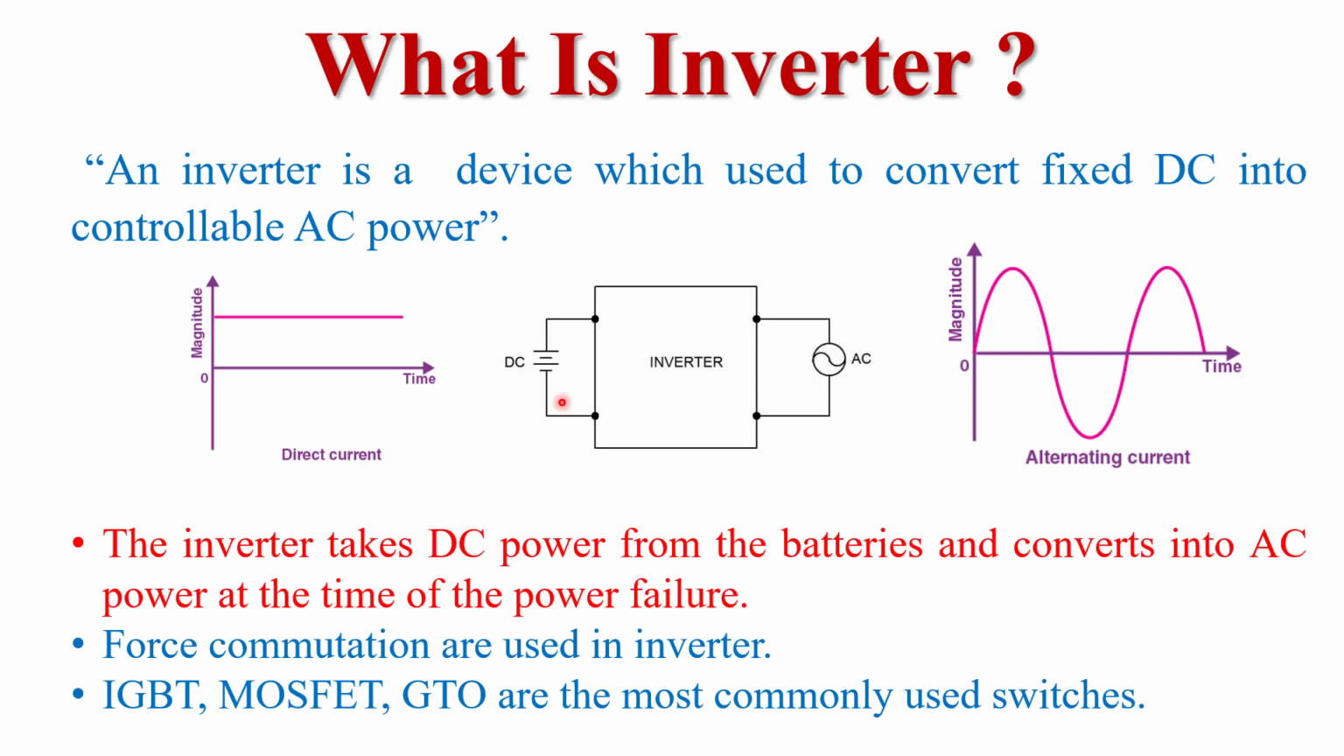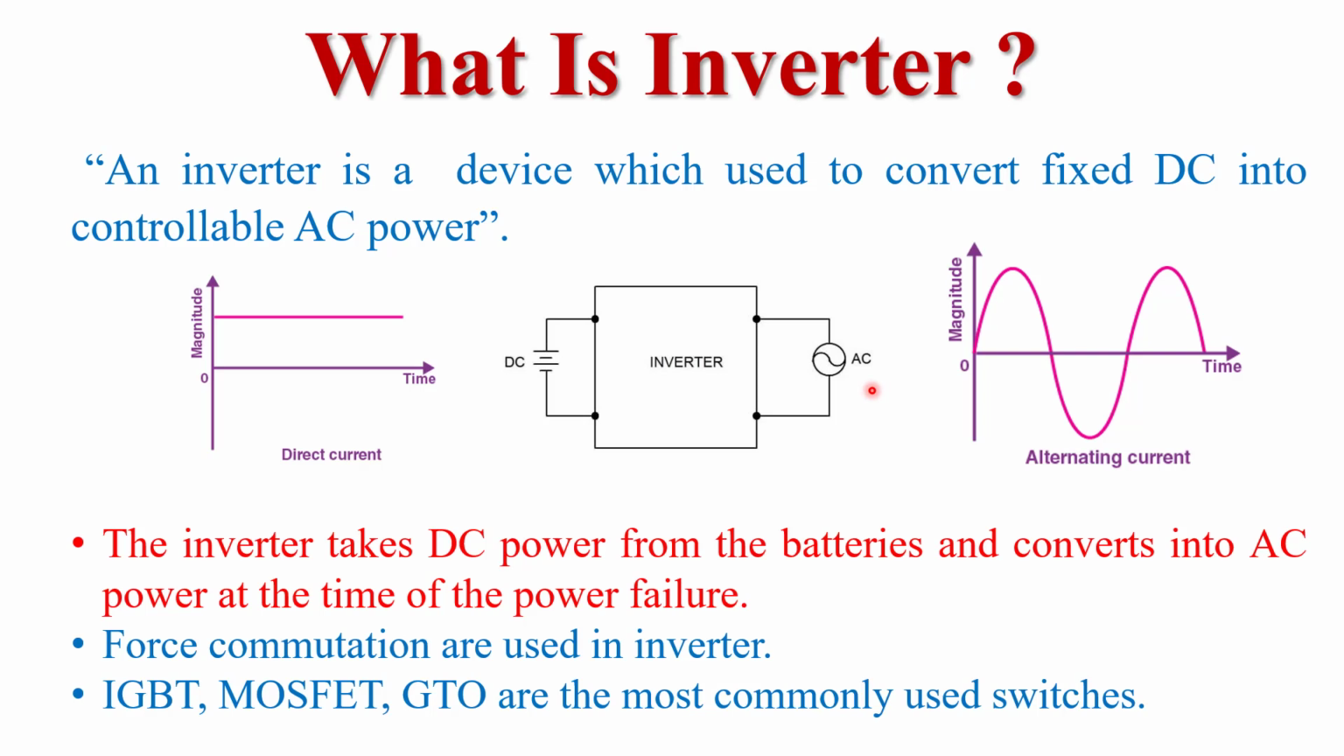Now, the question arises, from where does the inverter get the input power? It means from where does the inverter get the DC power. So the main source of DC power is the battery. So the inverter takes DC power from the battery and converts it into AC power, and this AC power is used at the time of power failure.